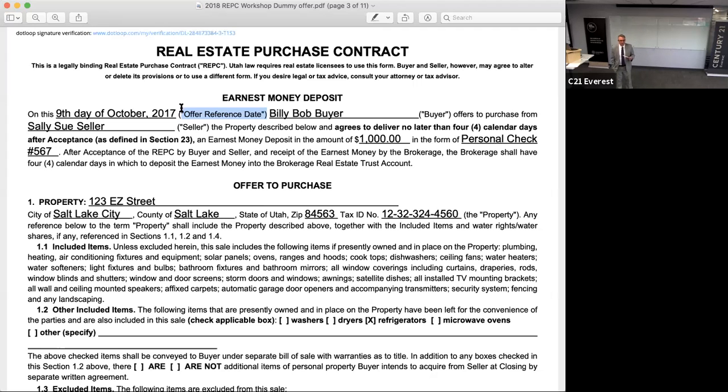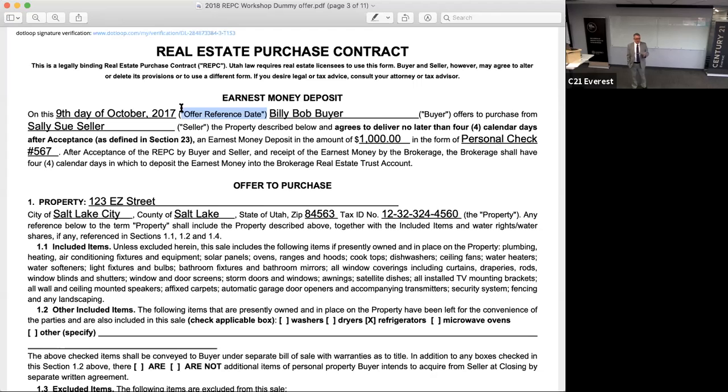Now, I have a property, my neighbor up the street's home, that we're actually signing on today after class. And throughout the process, the other agent has sent me addendums. And as he has sent me an addendum, almost every time on the addendum for the offer reference date, he has put a different date.